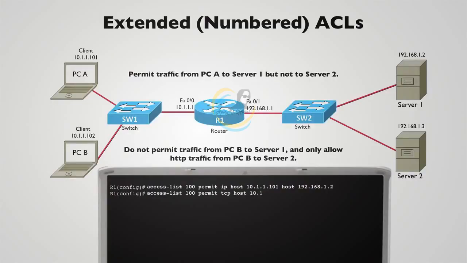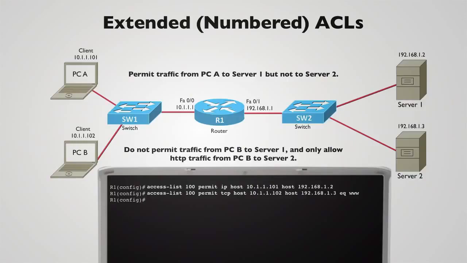What about PCB? PCB should only be communicating with server 2 using the HTTP protocol. To set that up, we're going to say access-list 100 permit, and here I'm being a bit more specific. I want to permit a specific protocol, and that protocol is TCP based, so I say permit TCP. What's the source? It's the host of 10.1.1.102, and the destination is going to be 192.168.1.3, but notice I'm using the keyword of EQ and then www.